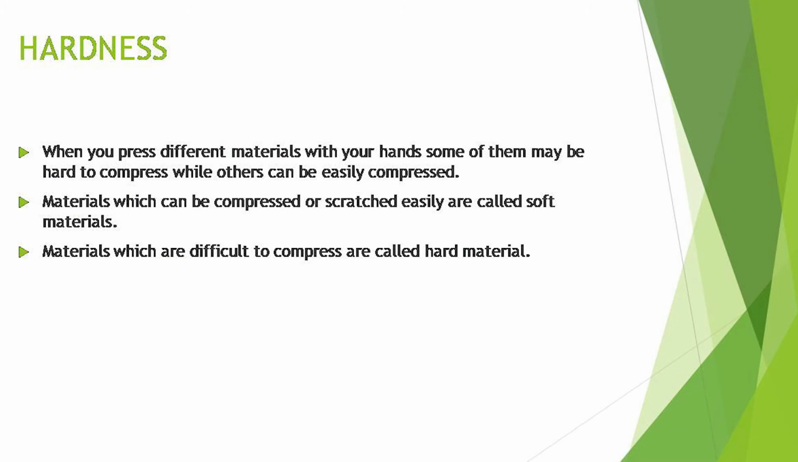When you press different materials with your hands, some of them may be hard to compress while others can be easily compressed. Materials which can be compressed or scratched easily are called soft, while some other materials which are difficult to compress are called hard. For example, cotton or sponge is soft while iron is hard.